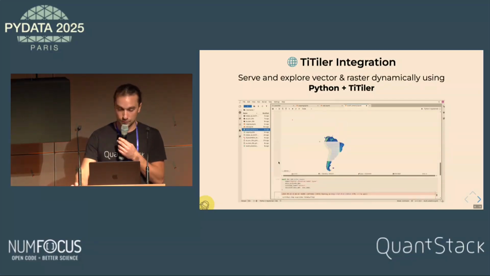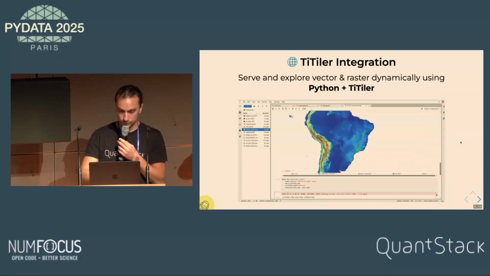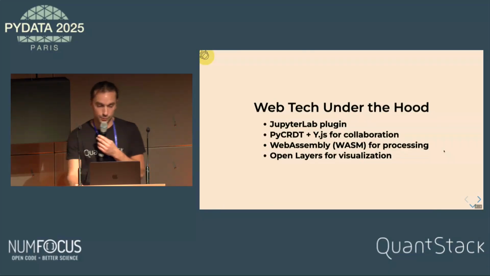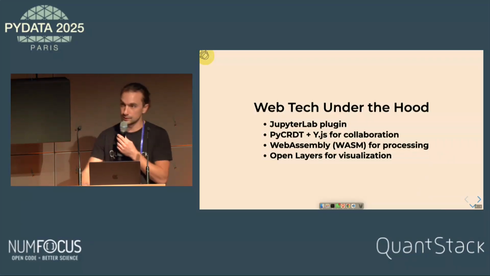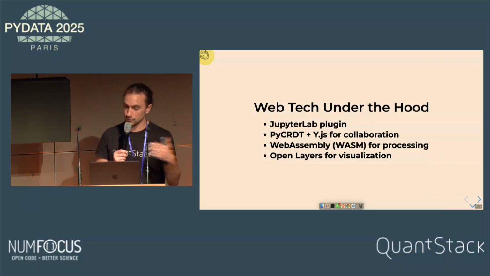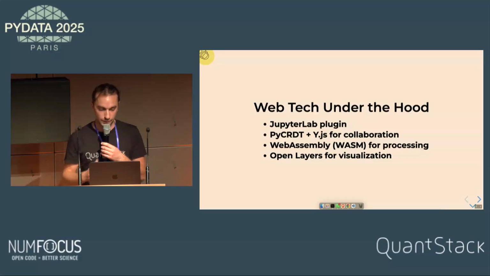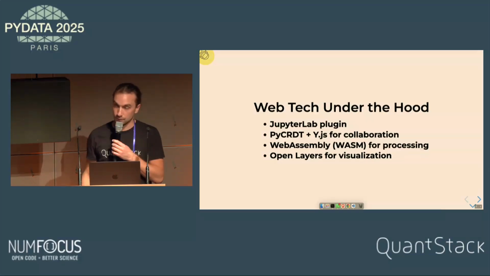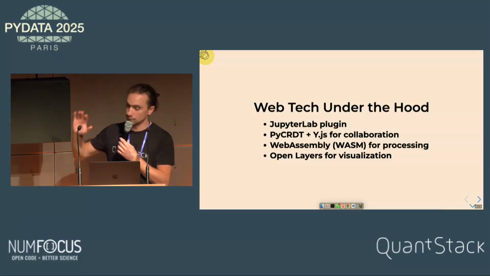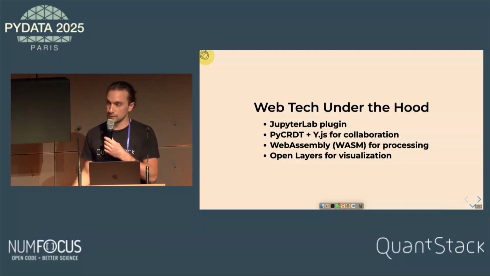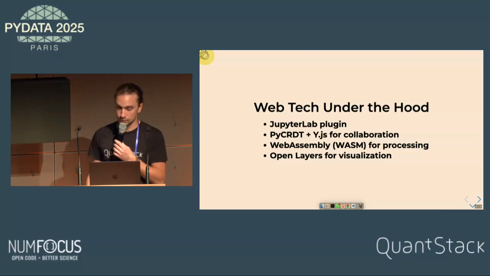So how does it work? JupyterCAD and JupyterGIS are both JupyterLab plugins. When you install them, it just enhances the JupyterLab experience by adding new file format support for GIS and CAD. The collaboration support is done by using CRDTs, which is a way to resolve conflicts between changes between users.